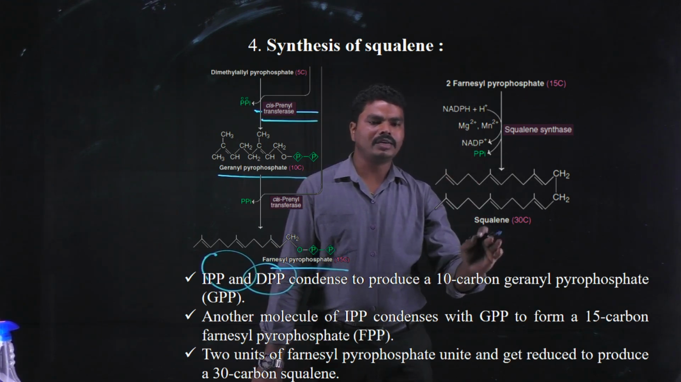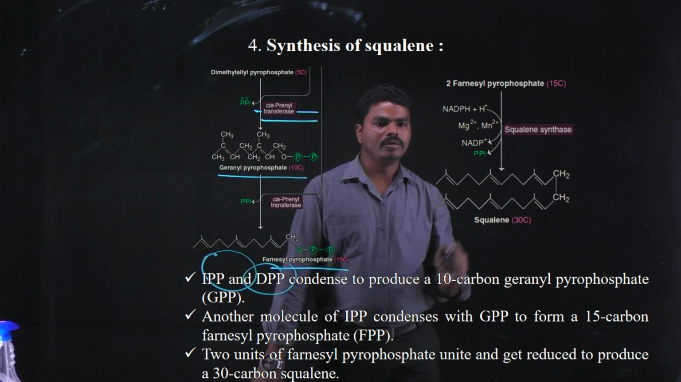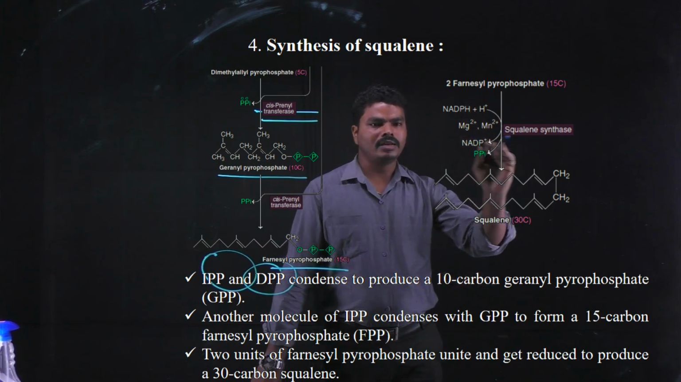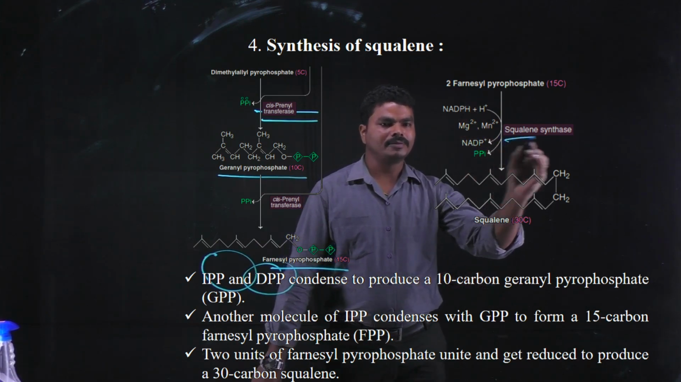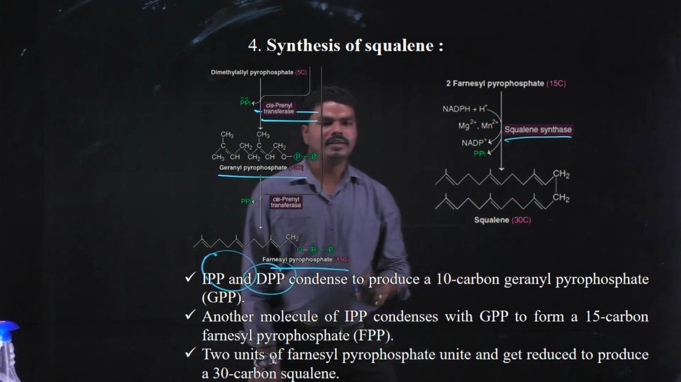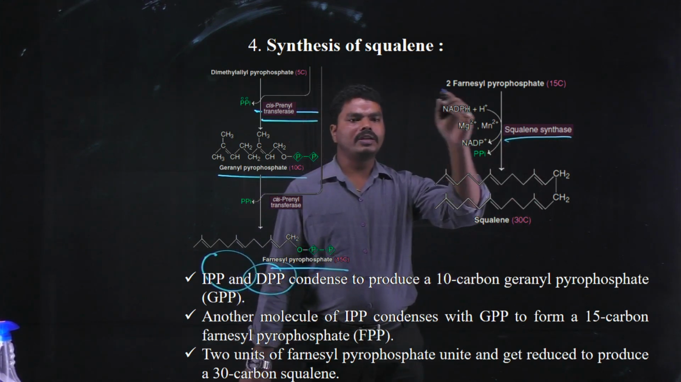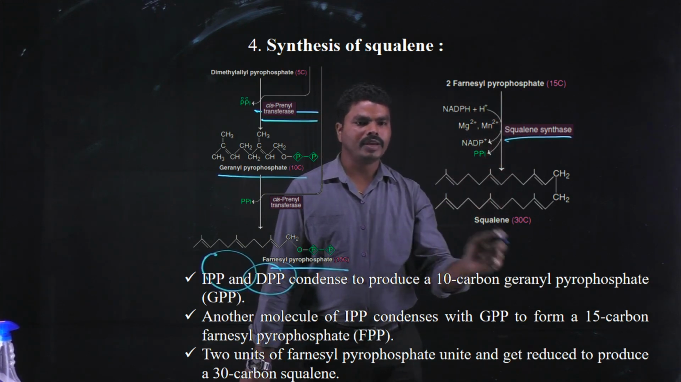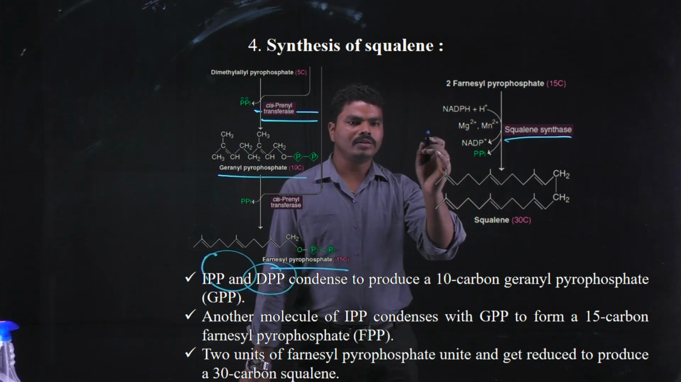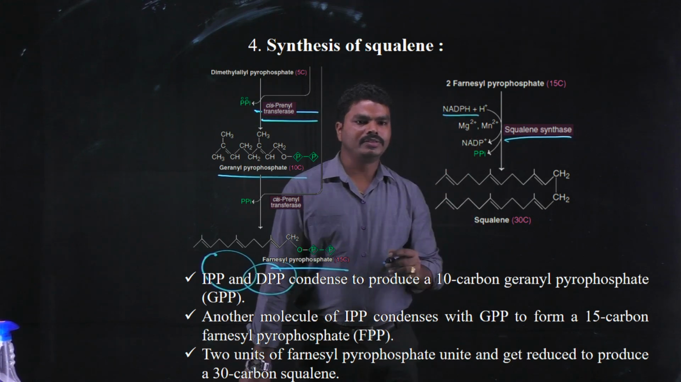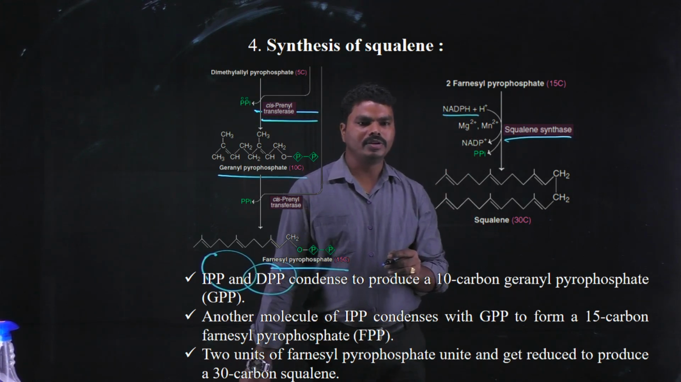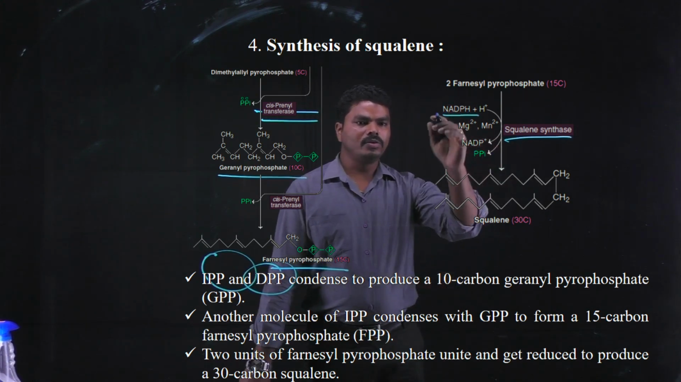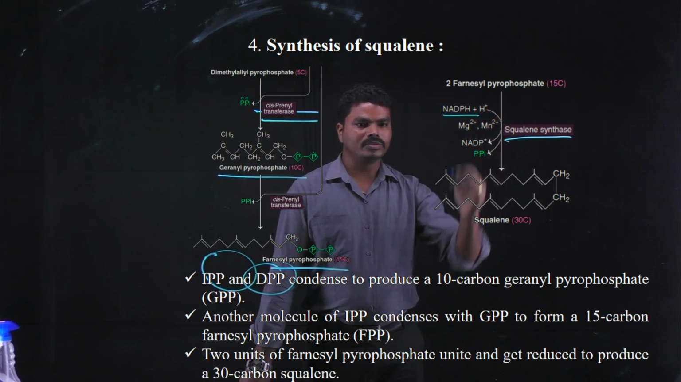So that is a 30 carbon molecule. This reaction is catalyzed by squalene synthase. That is an enzyme which will catalyze the reduction of two farnesyl pyrophosphate units to produce squalene. Here also one NADPH is utilized for the reduction of two farnesyl pyrophosphate molecules to squalene.